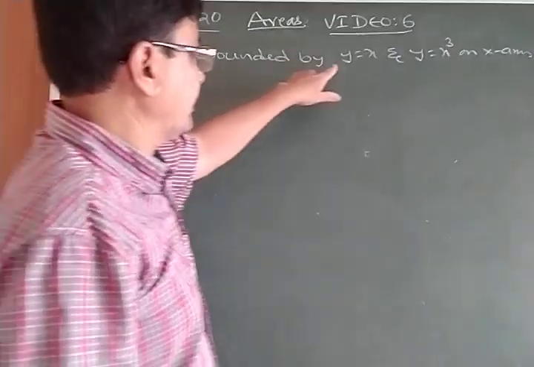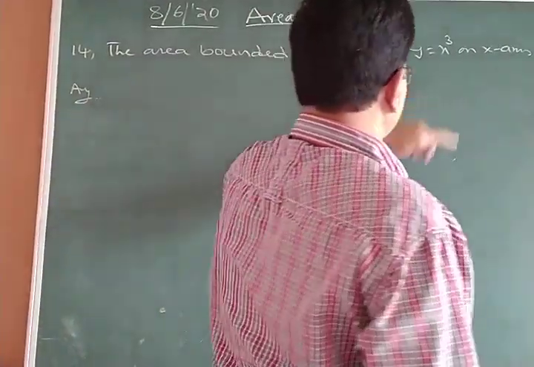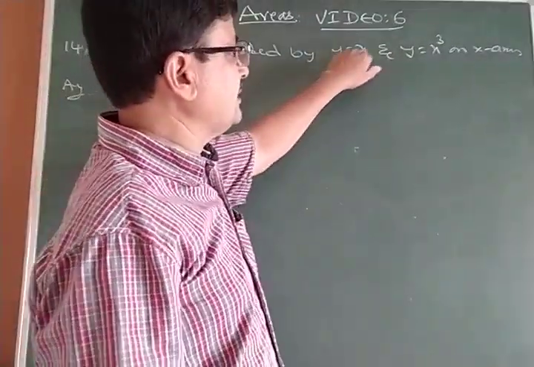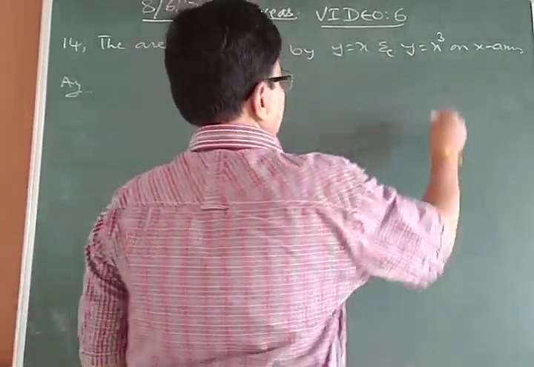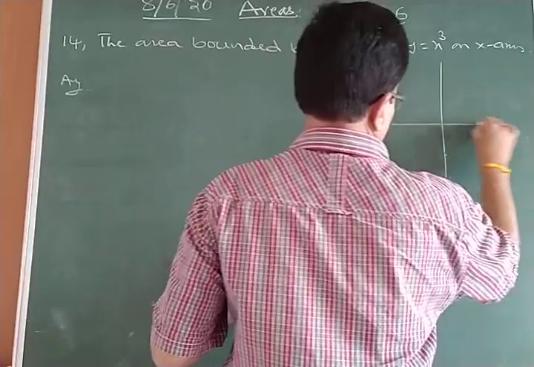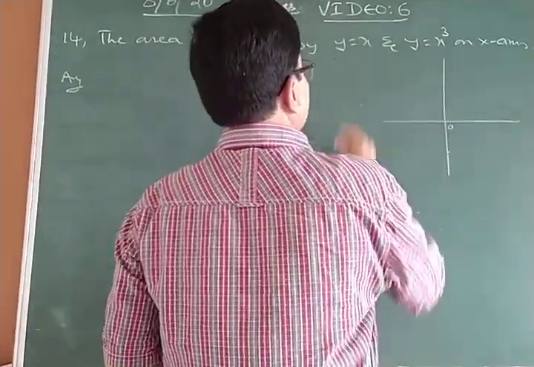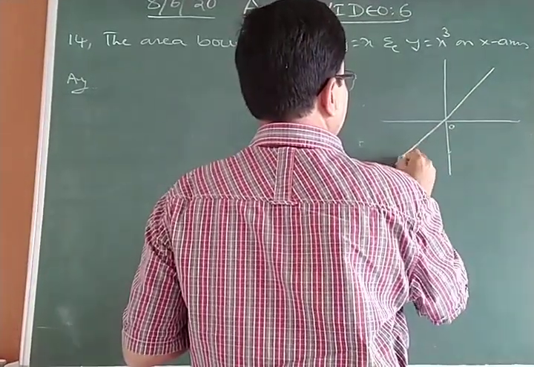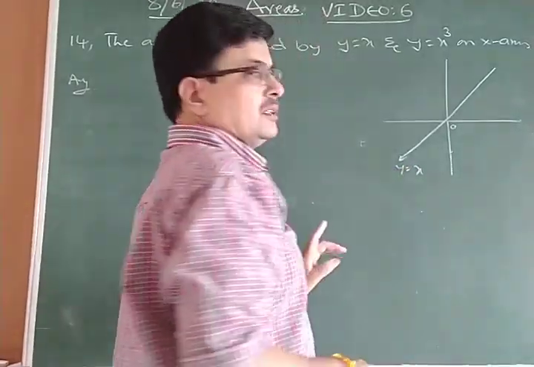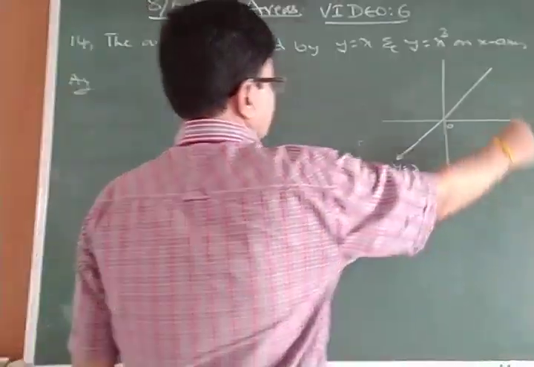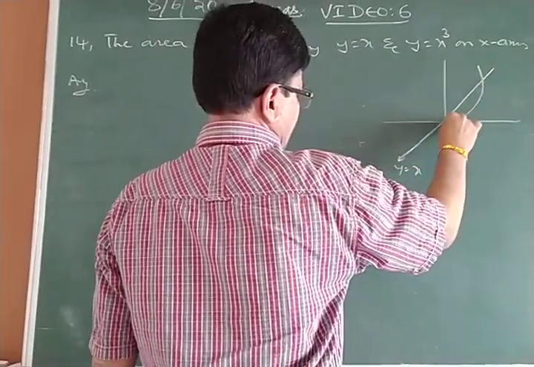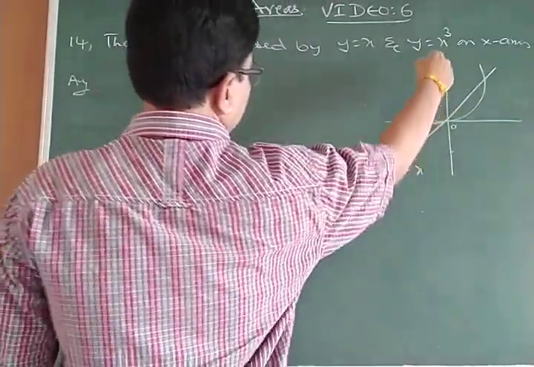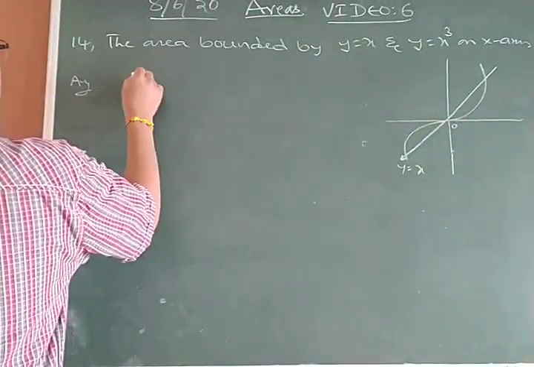The area bounded by y equals x and y equals x cube and the x-axis. That means this is a straight line, this is a curve. First of all we draw a diagram: the coordinate axes, the origin, y equals x is a straight line, and y equals x cube is a curve drawn like this, which also passes through the origin. The line and the curve intersect each other.